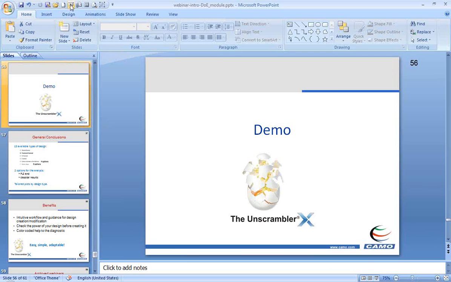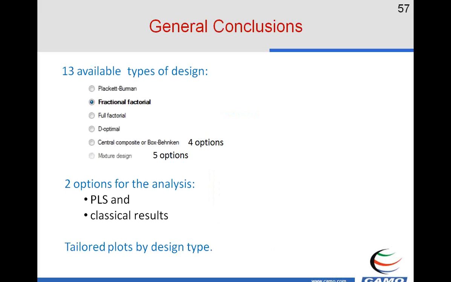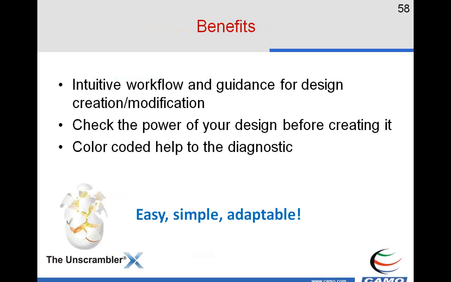So I can now finish the presentation. As a general conclusion, there are 13 available types of design, because there are basically 6 different types, but then in each type you have several options. And then we have 2 options for the analysis. So we have PLS and the classical method. And for each method we have some tailored plots by design type.